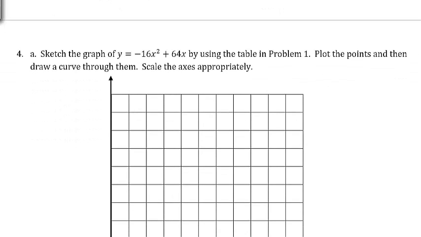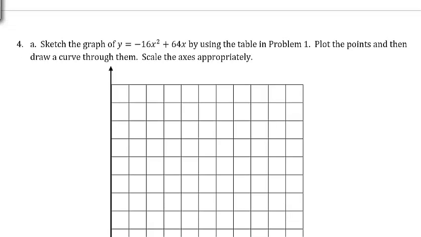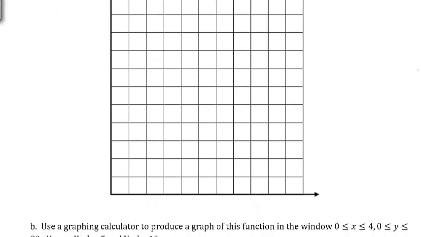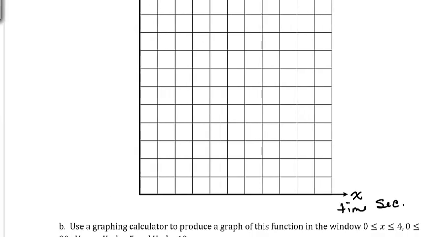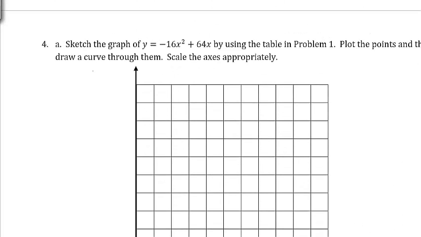Now we want to sketch the graph of this using the table of plotted points that we had, and then draw the curve through them. And we want to make sure that we scale our axes appropriately. So x is time, and that's in seconds. And h of x is the height of the ball, and that's in feet.